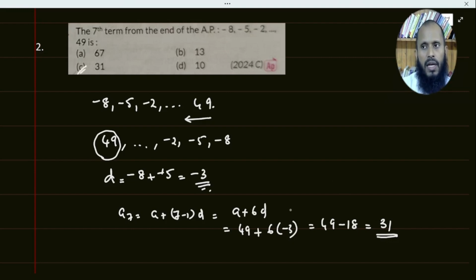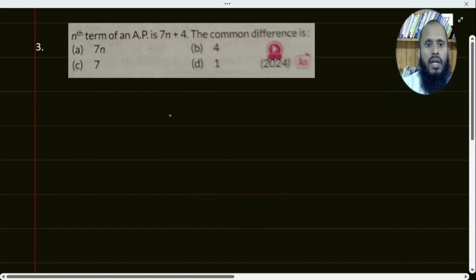What we have actually done here is we have used the idea that whatever be the given AP, if we reverse the order of the AP, again we will get a new AP, where the last term of the original AP will become the first term of the new AP. And from that new AP, we have to calculate the common difference, and then we have to find whatever term they are asking for us to calculate. Okay, so we'll move to the next question.